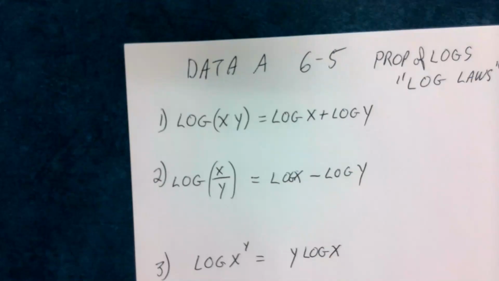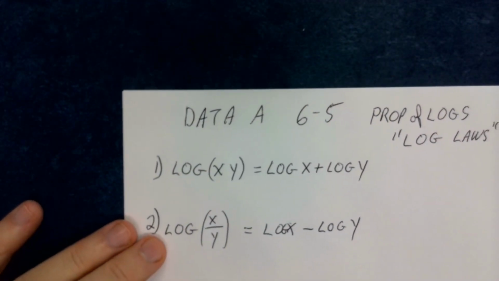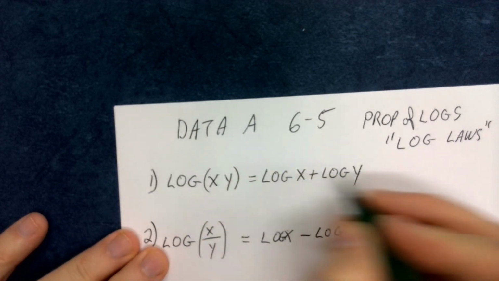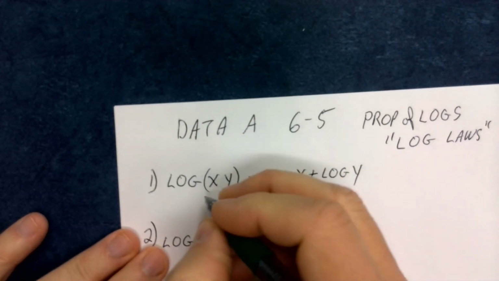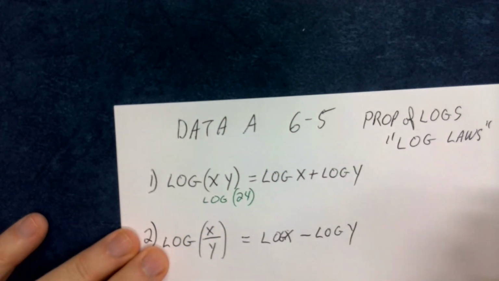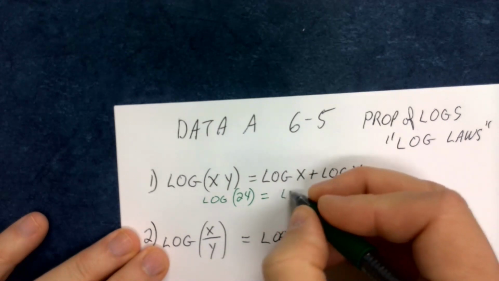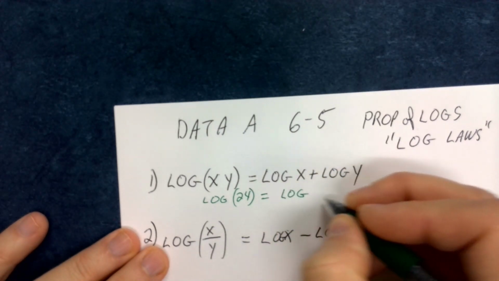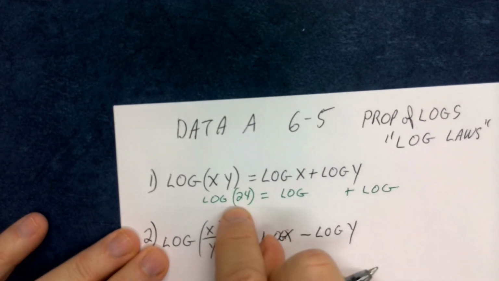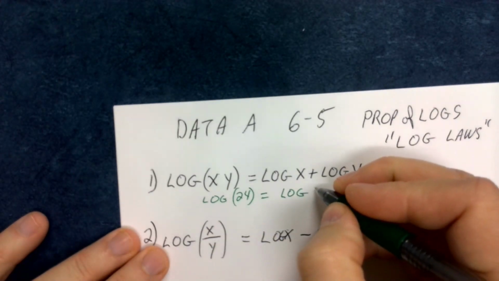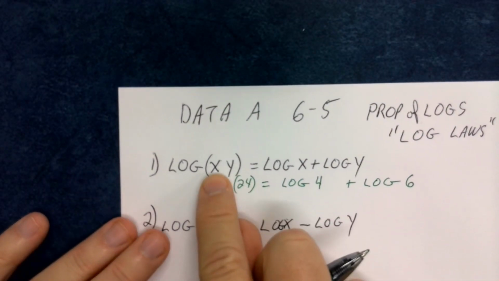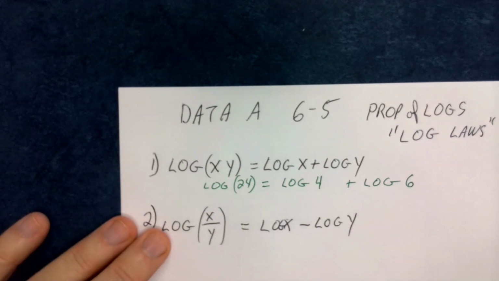So, first one is this: the log of a product of two numbers is equal to the sum of their individual logs. So like if I wrote log of 24, I could also write that as the log of any number plus the log of any other number, as long as those two numbers multiply together to get 24. So I could do log of 4 plus log of 6. And that's true, that the log of this product, 24, is equal to log of 4 plus log of 6.